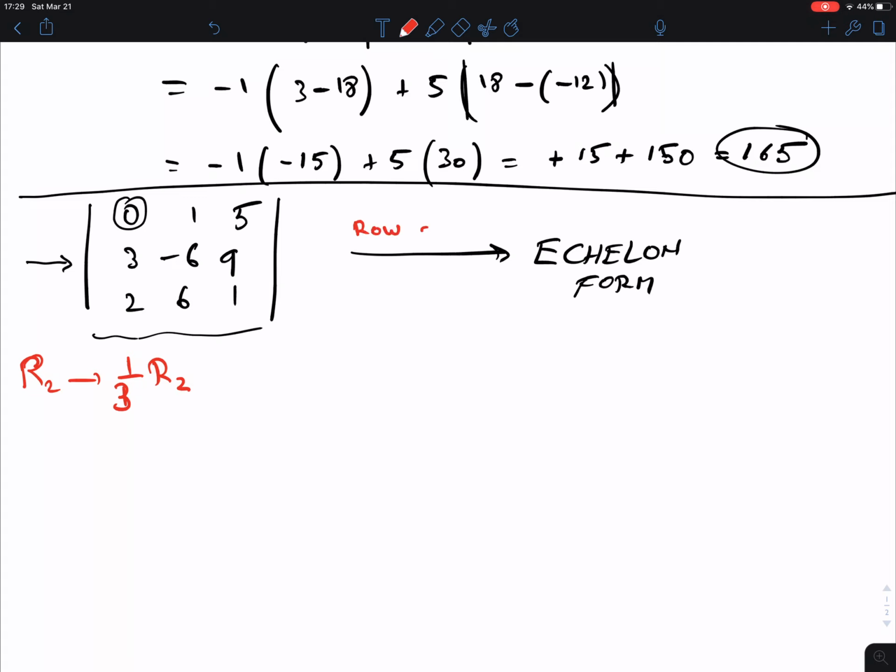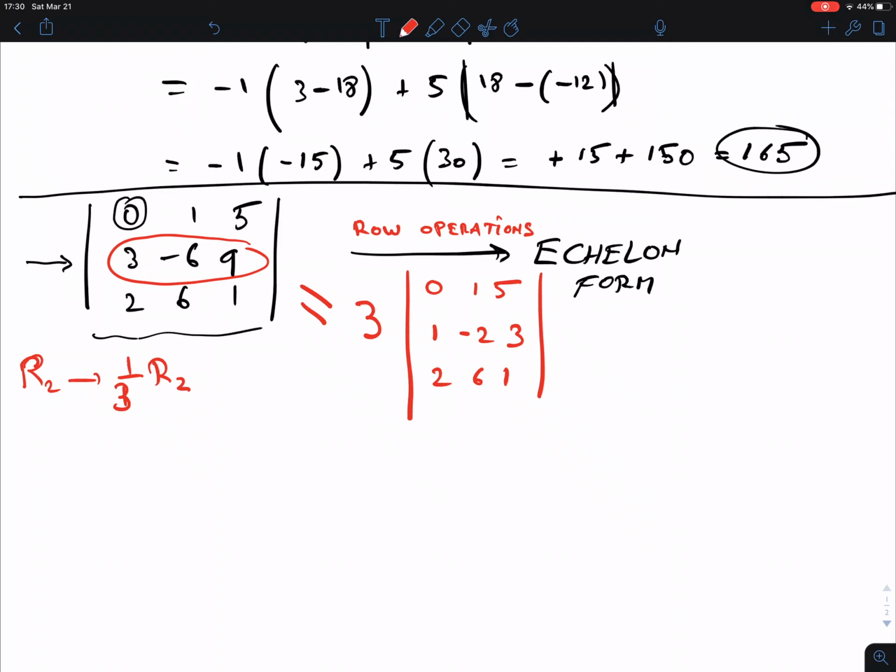But this is now the thing. We're going to use row operations, but unfortunately they're going to change the determinant. So what happens if we divide by 3? How does the determinant change? Well, I'm going to think of this in a different way. I can factor out a 3 from this row, and I'm left with 0, 1, 5, 1, minus 2, 3, 2, 6, 1.